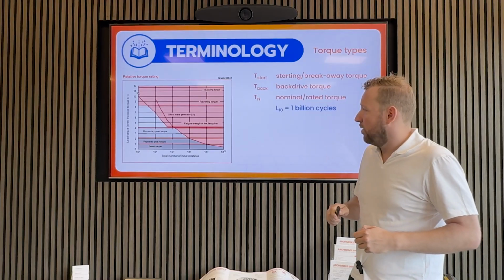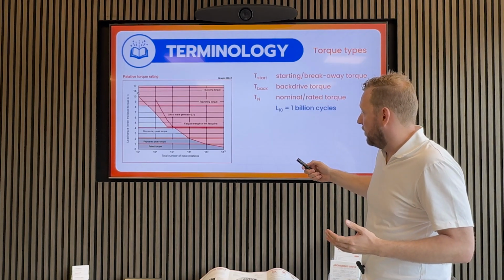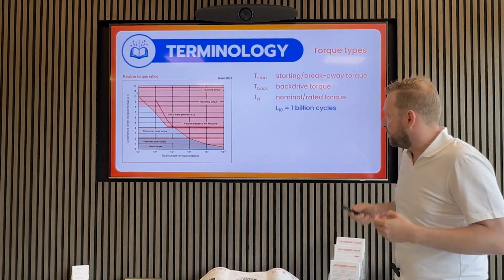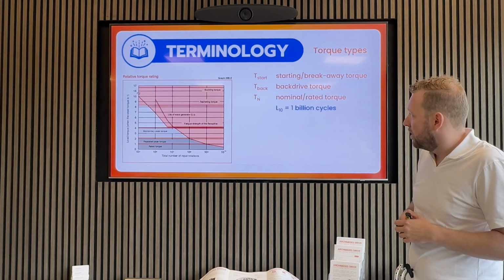This is a chart from the catalog of Harmonic Drive. Here you see that very well: they have a rated torque over here, and here at 1 billion cycles, they estimate the L10 end of life.